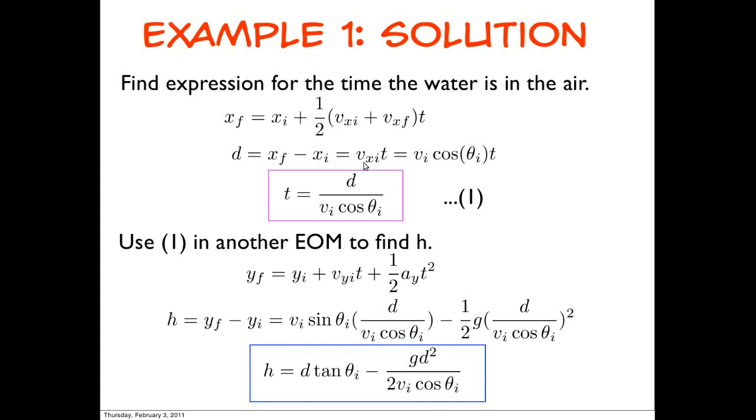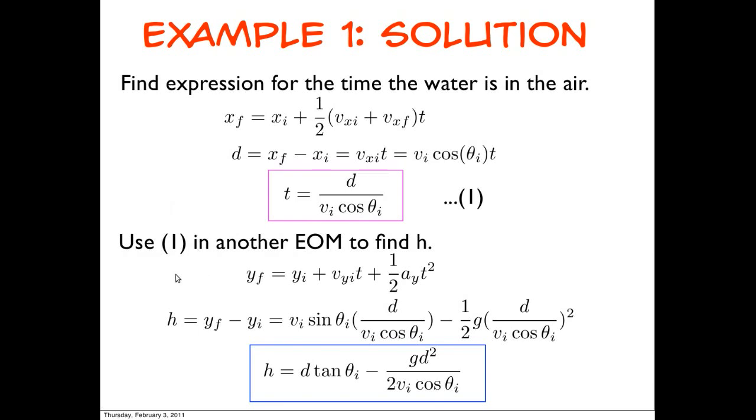We know that the initial velocity in the x direction is equal to the magnitude of the velocity vector initially times cosine theta i, times t. We solve this expression for t, and we end up with t is equal to d divided by the quantity vi cosine theta i. I mark this equation as number 1. So now we will use number 1 in another equation of motion to find the height.